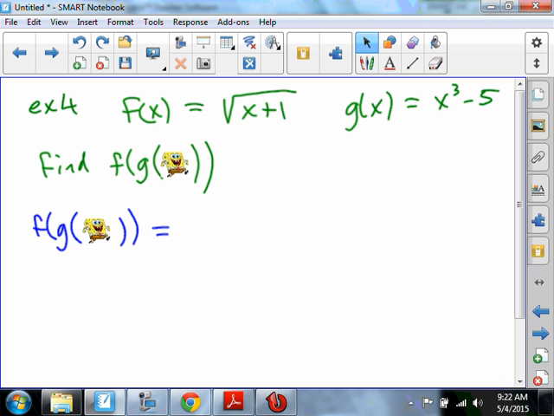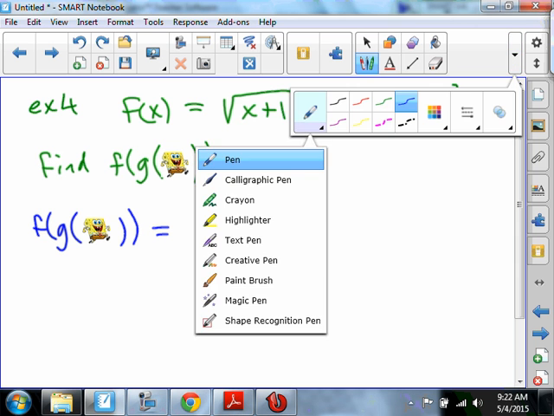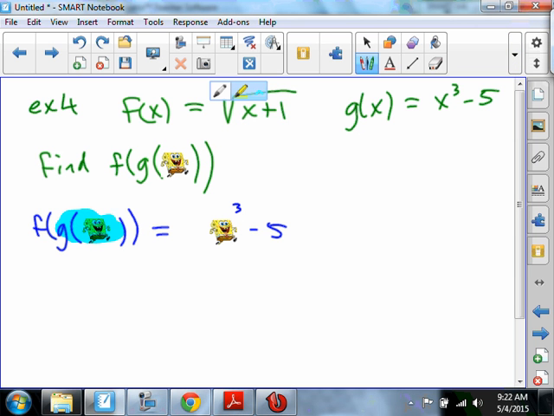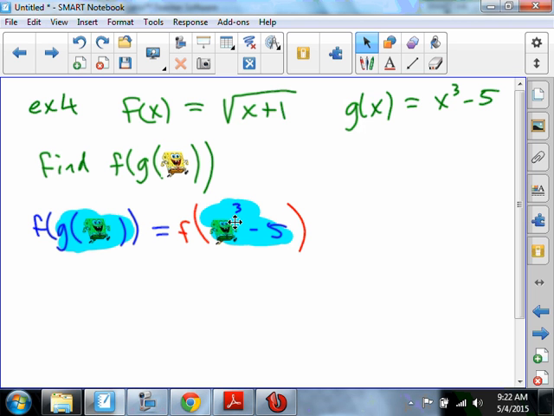Remember what we do with this is we substitute from the inside out. So the first thing we're going to do is take g of SpongeBob. So let's take SpongeBob and do what with them? Not square them, cube them. So we're going to cube SpongeBob, and then what? Subtract 5. So when we're asked to find g of SpongeBob, that is that right there. Now what do we have to do with that? We have to f it. In other words, we have to put that into the function f in place of the variable x.